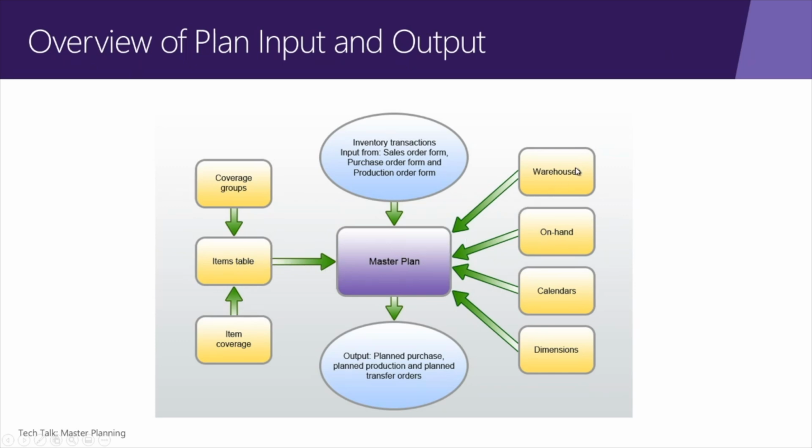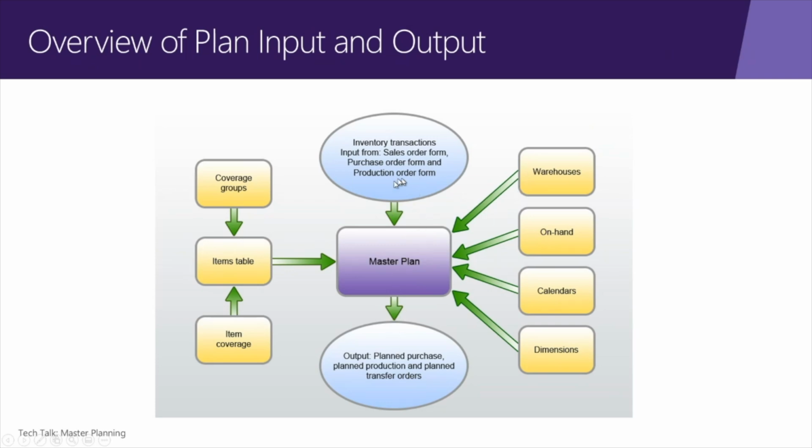Master planning will take into account what warehouses you have and what is the on-hand inventory in those warehouses. It will take a look at the calendars you have set up, operating hours for your warehouses, for your manufacturing locations. And then it will also take a look at dimensions like your site, your warehouse, your product dimensions like size, color, configuration. And it will look at your existing sales orders, purchase orders, production orders. It could also look at your quotations.